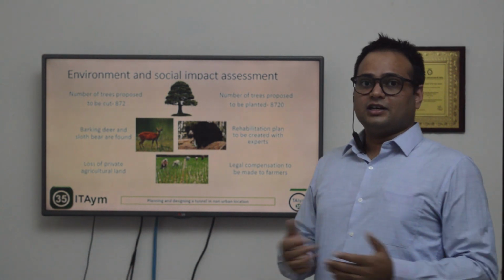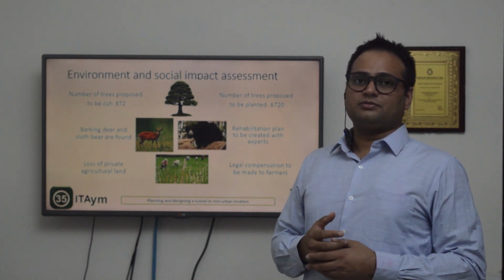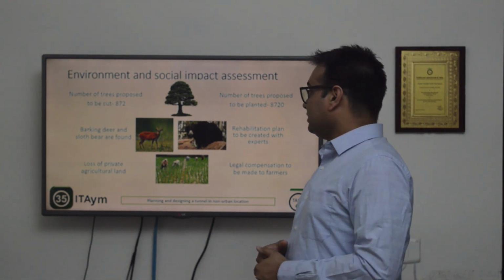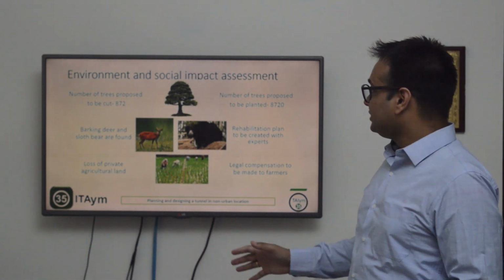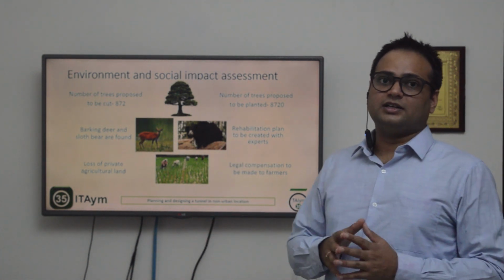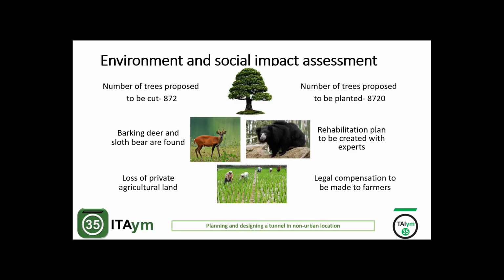After the design, we considered the social and environmental impact of constructing this project. We observed that the total number of trees proposed to be cut was 872, and as per the legal setup in India, we have to plant 10 trees if we cut one. So we plan to plant 8,720 trees once the project is constructed.